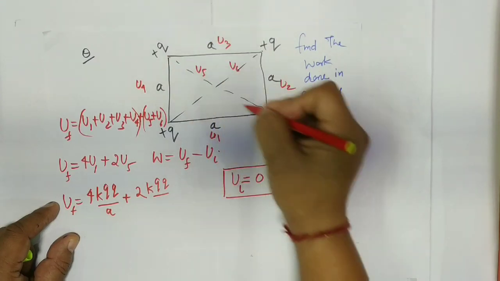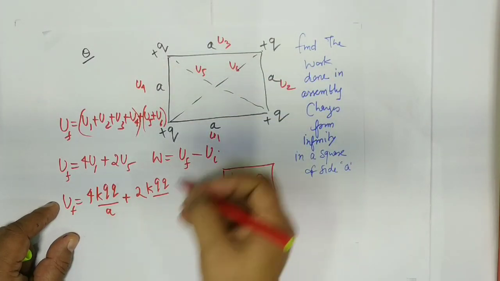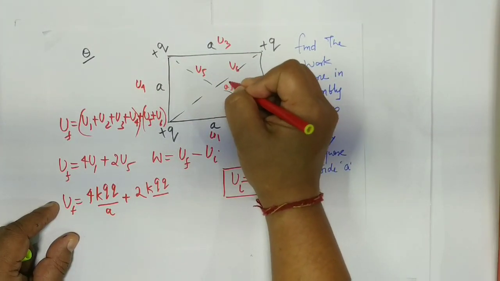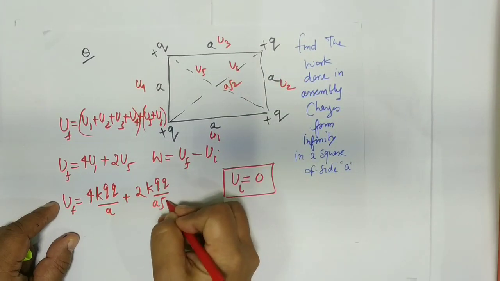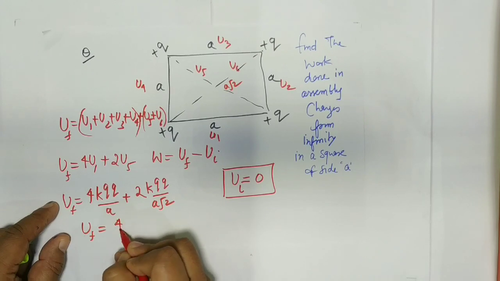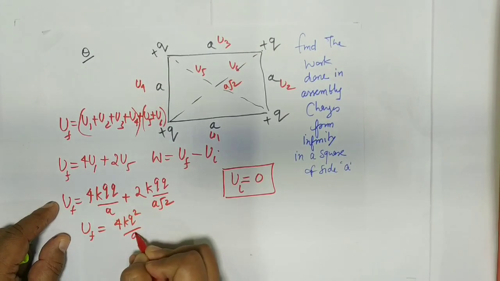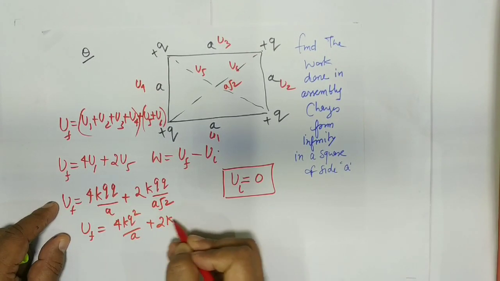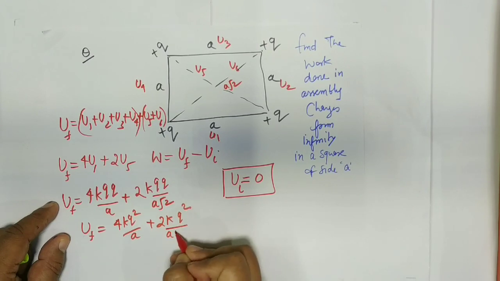And what is the distance between these two charges? It is a root 2. So it will be a root 2. So if you calculate it, it becomes 4kq square by a plus 2kq square by a root 2.